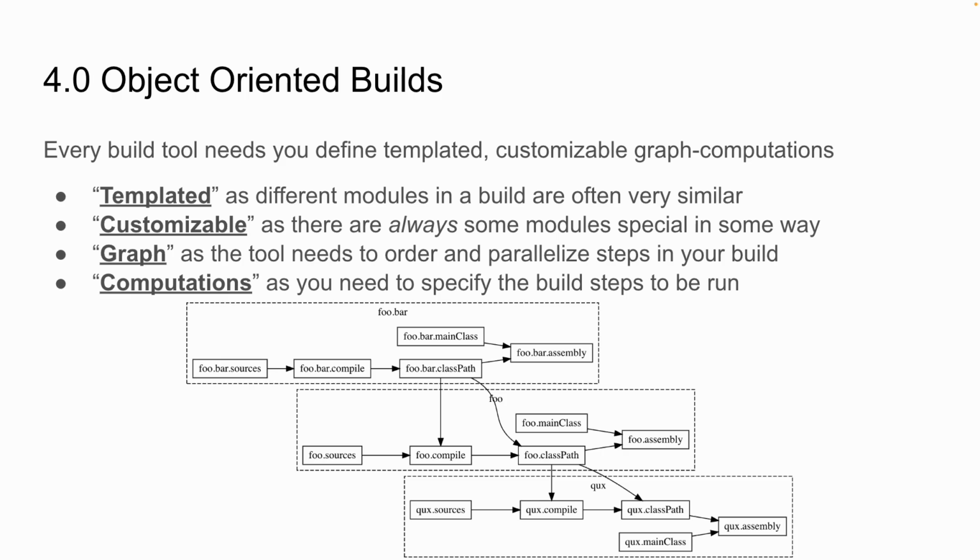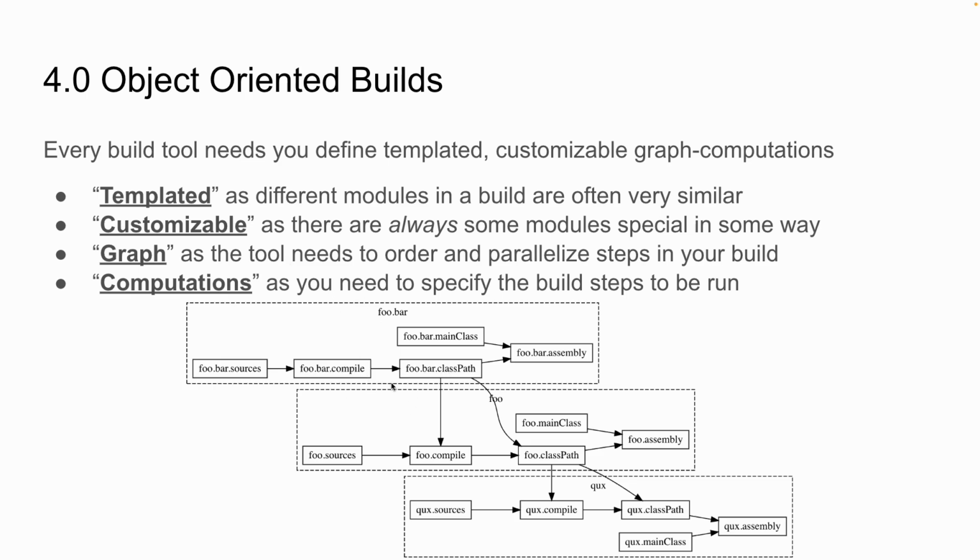So one of the things that every build tool needs to do is to define templated, customizable graph computations. This seems a bit sophisticated, but we've taken an example. I have 3 modules: foo.bar, foo, and quux. Foo.bar is depended on by foo, which is depended on by quux. They all have sources, they all have compile, but foo.bar.classPath is used by foo.classPath, which is then used by quux.classPath, but foo.bar.classPath doesn't depend on anyone else.